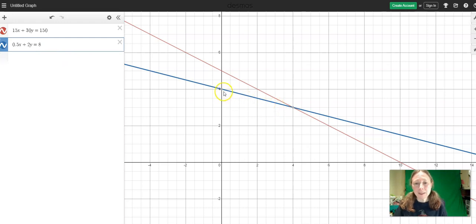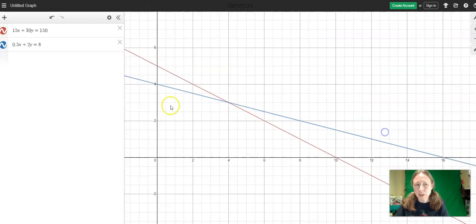Now this blue line represents all of the possible numbers of haircuts and hair colorings that she can do to work exactly 8 hours. And the red line represents the number of haircuts and hair colorings she can do to make exactly $150. But what we want to figure out is which region here is the one where she can make 150 or more and work 8 hours or less.